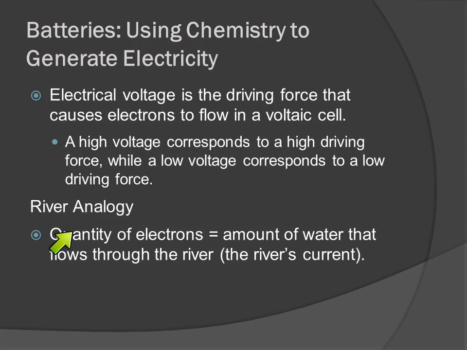The quantity of electrons flowing is like the amount of water that's flowing through a river. The current of the river. If the river has a strong current, there's a lot of water flowing, right? That's the way the Kings River is in the spring when they release water from the dam. Right now, it's got a very low flow. And so a low flow is a low voltage, a low current.